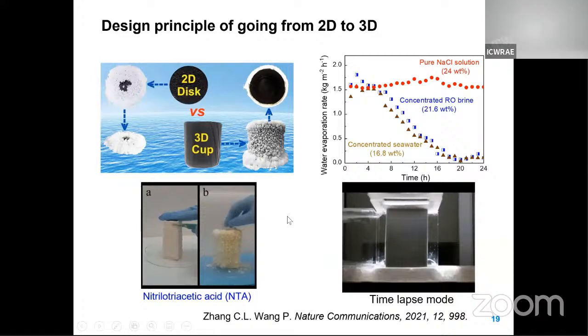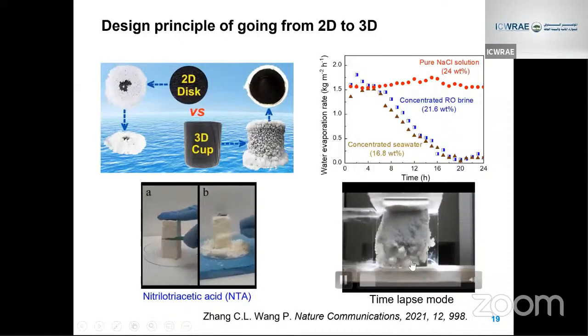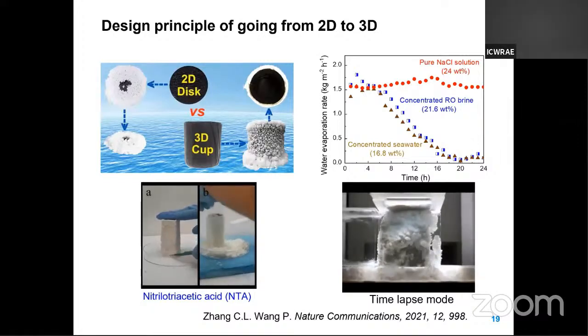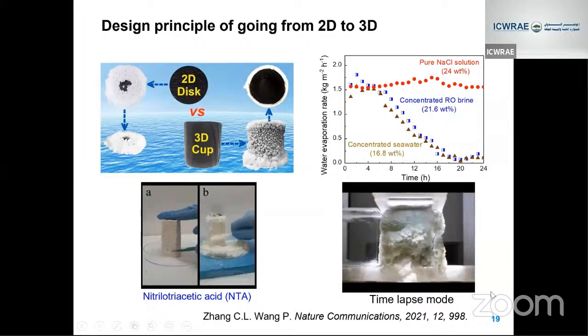Well, this finding really made us struggle for a very long time. Very fortunately, we were able to identify a magic chemical called NTA. With NTA being added to raw brine, raw seawater, you see we were able to achieve a very continuous, effective salt crystallization, achieving zero liquid discharge for brine treatment at this scale.